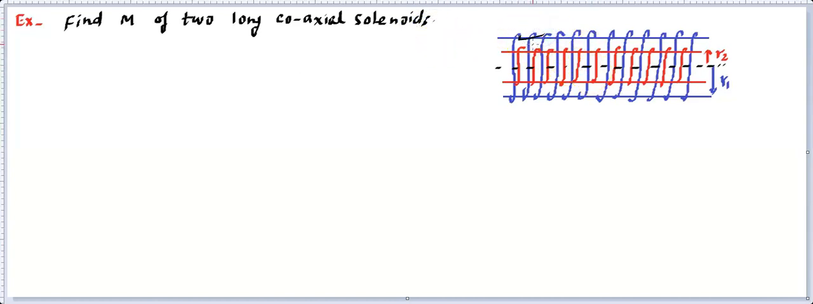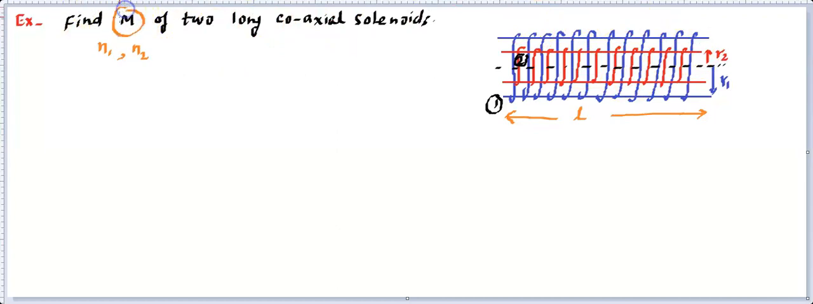This blue one, let's call it one, and this red one is numbered two. There are two solenoids and both have the same length, so let's say L is given to us. One has a radius R1, another has a radius R2. They're coaxial, so they share the same axis. N1 is the number of turns for the first, N2 is the number of turns for the second. L, R1 and R2 are given to us. These are the information related to the geometry and arrangement.